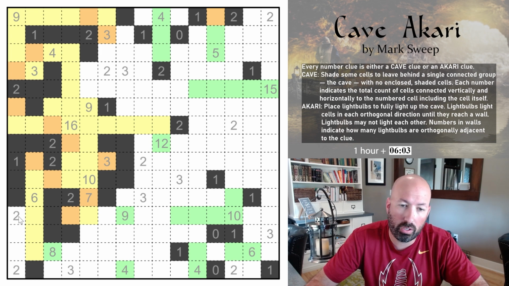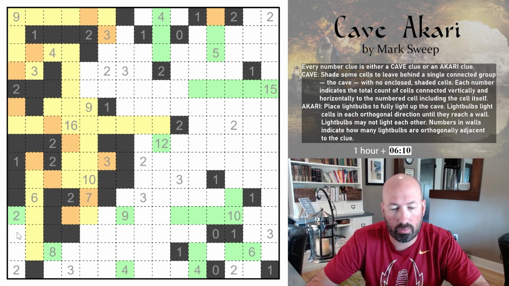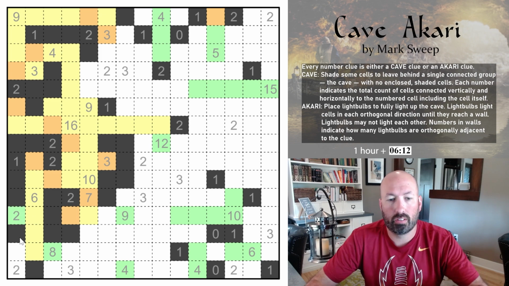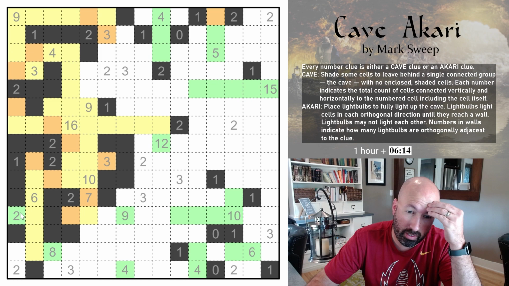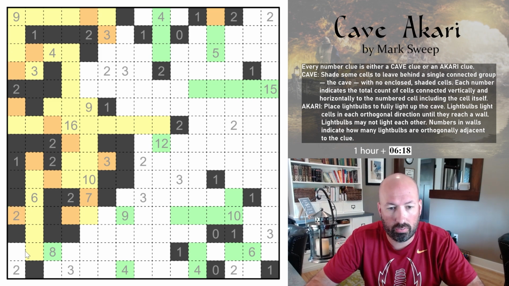If this 2 is wall, where are you going to get 2 lights? Because this one's already being seen, so you can't put a light to the right. So that's going to have to be cave, which is then going to force wall down here. And now the only way to light that cell is if it is a light itself.